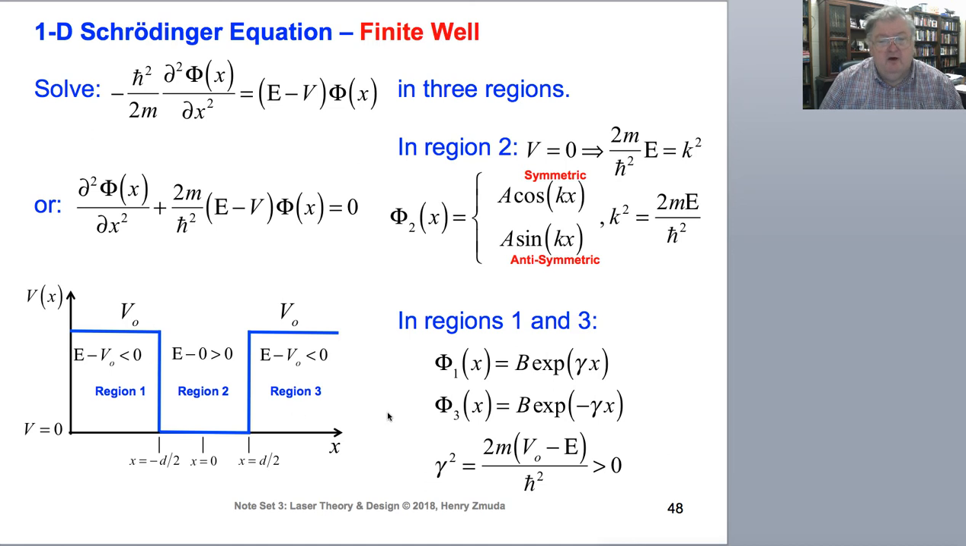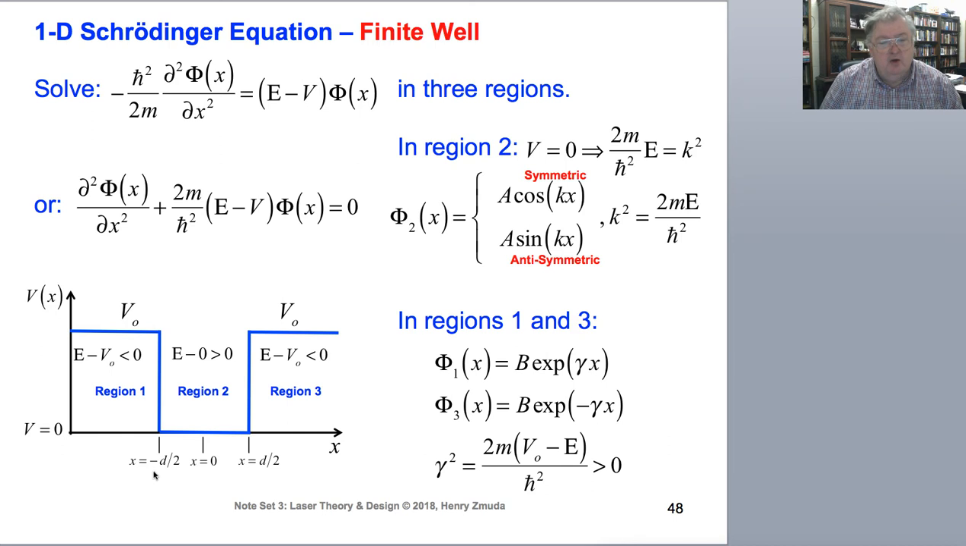The farther we get away, the farther out in x we go, the less likely it is of finding that particle. So we need exponential decay in both regions. So for region 3, where x is bigger than d over 2, I would simply write it as e to the minus gamma x.